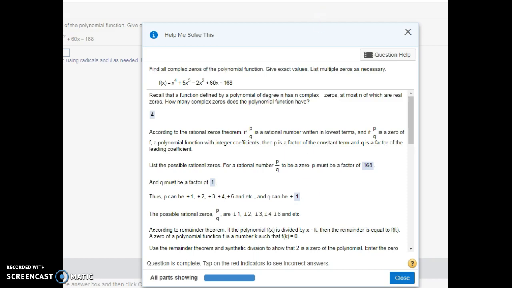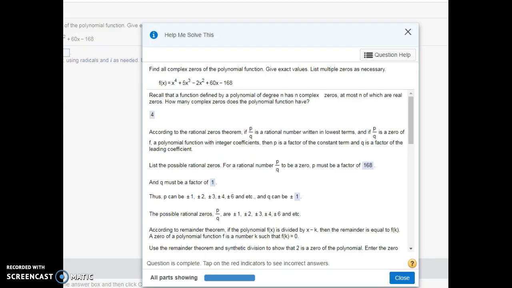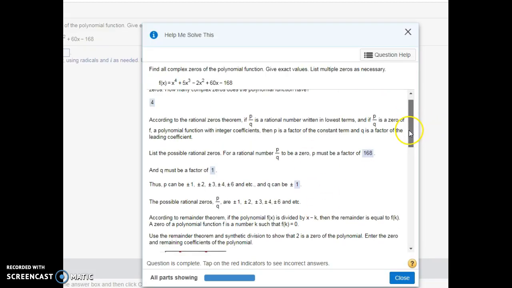But use your graphing calculator, use your knowledge that if it's a zero, that's where it crosses the x-axis. And you can just tell from this graph that it's going to be -7 and +2. And you can verify that then by actually using the synthetic division.